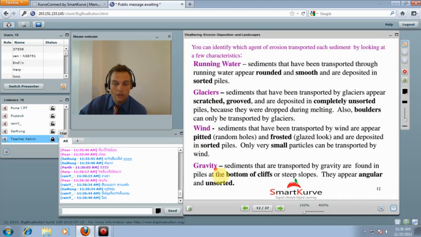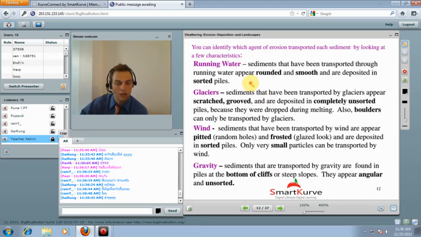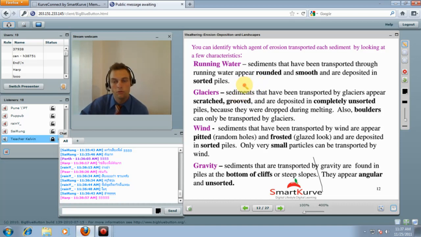So yeah, this is an important slide. We went over this last time, so I won't go over it in detail this time. But you can look at the landscape of an area and try to determine how it was formed. If you see rounded, smooth, sorted piles of rocks, maybe running water had something to do with it. If small particles of sand look like they've eroded something, maybe that's wind.